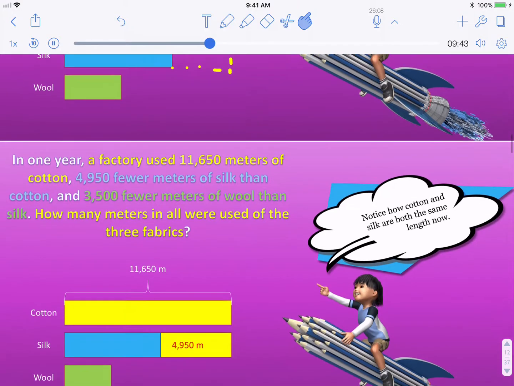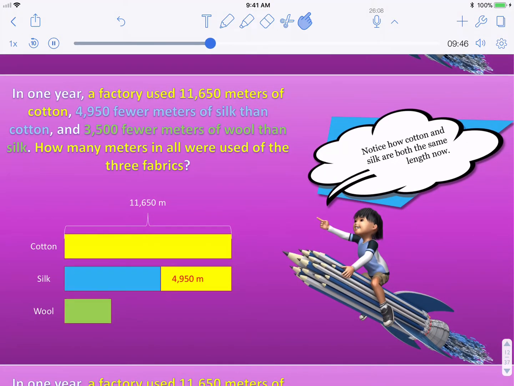So what I did on this problem was I made the cotton and the silk both the same length. And if you notice, I added yellow to my silk bar because it's showing that that's how much I'm taking off, okay? I'm taking off 4,950 from 11,650 to get my answer for my blue bar. So go ahead and subtract that and see what answer you get. 11,650 minus 4,950.